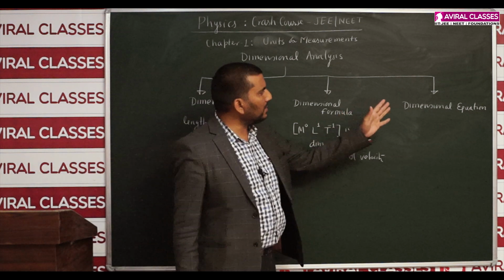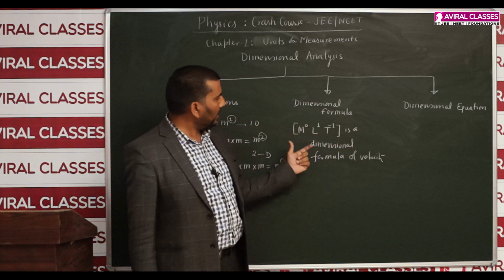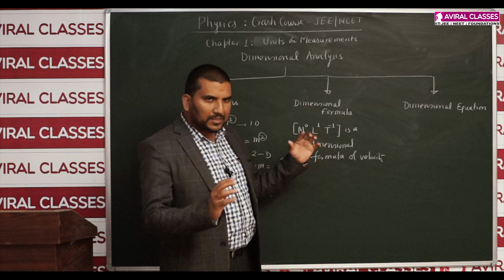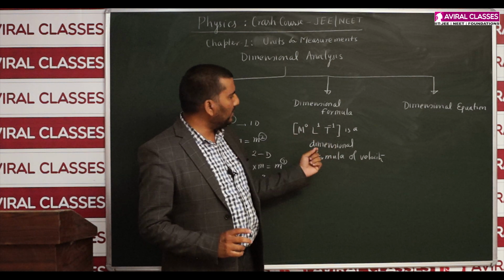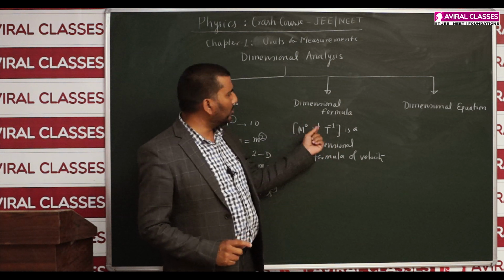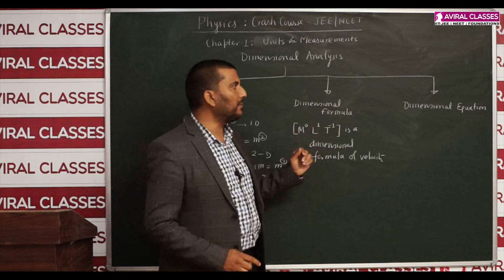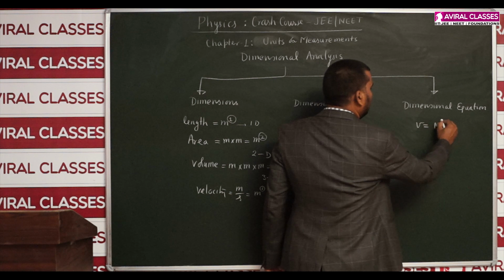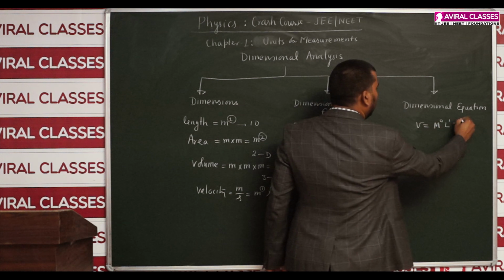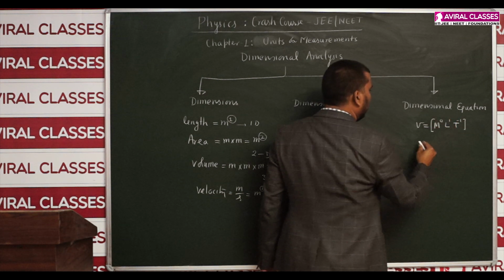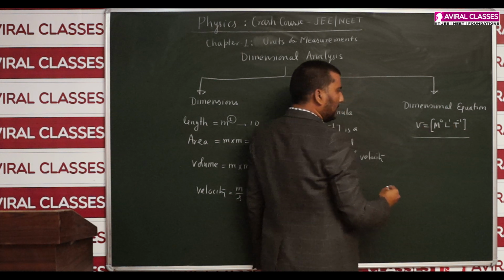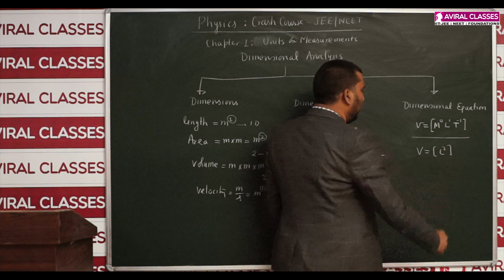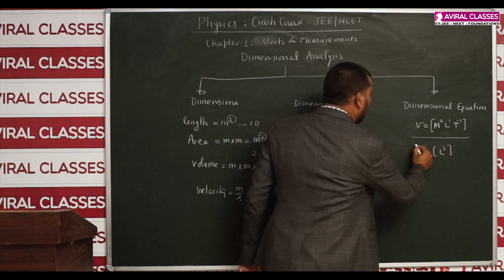Now, what is dimensional equation? If we write this dimensional formula in terms of LHS and RHS, like speed is V, V is equal to this, then it becomes dimensional equation. If we write V is equal to M to the power 0, L to the power 1, T to the power -1, it is called dimensional equation. Similarly, for volume it is L cube. For any other thing you may write like this.